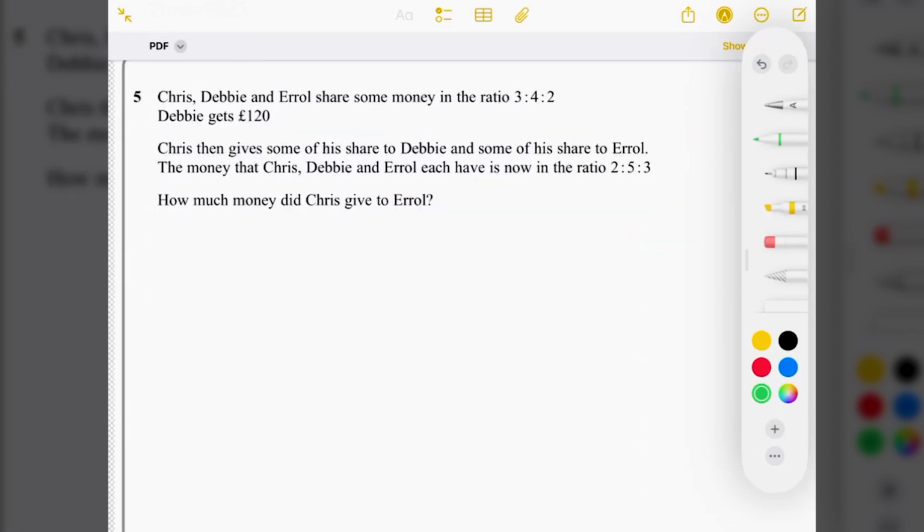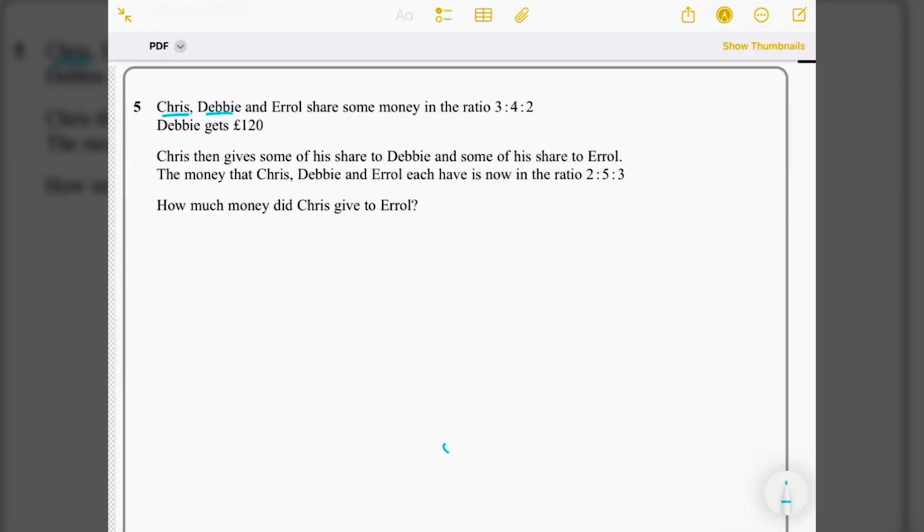This question is the best question to look at all the different kinds of ratios. Chris, Debbie, and Errol share some money in the ratio of 3 to 4 to 2. I'm just going to write it here because I want more space. So this is Chris's amount, this is Debbie's, and this is Errol's. This is how many parts each person gets.